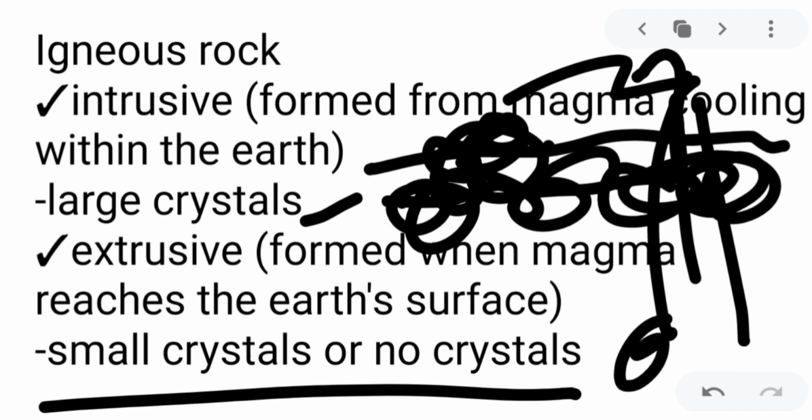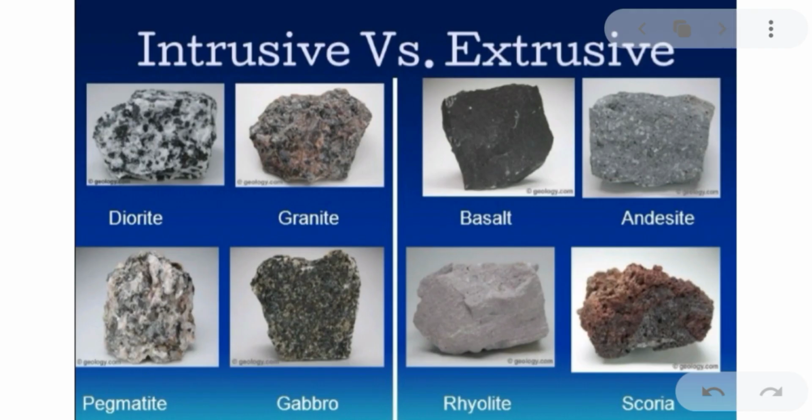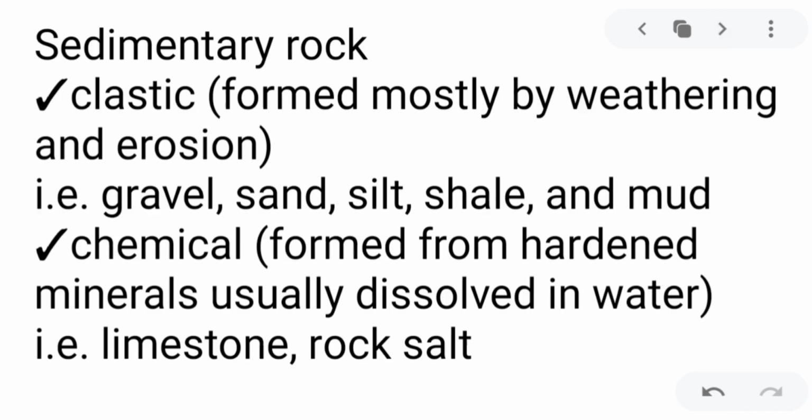crystals at all. Okay? And then, examples of intrusive and extrusive rocks we have here: intrusive diorite, granite, pegmatite, and gabbro. For extrusive or formed outside the Earth's surface or through lava, we have here the basalt, andesite, rhyolite, and scoria. Now, for sedimentary rock, we have three types of that.